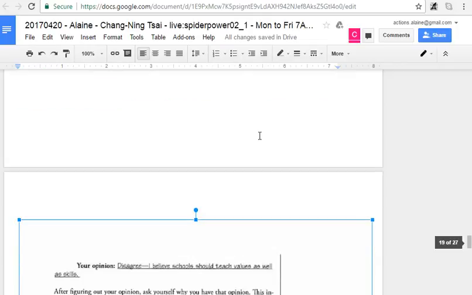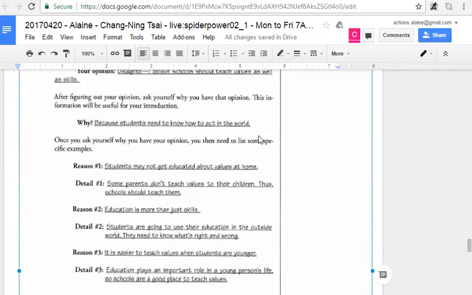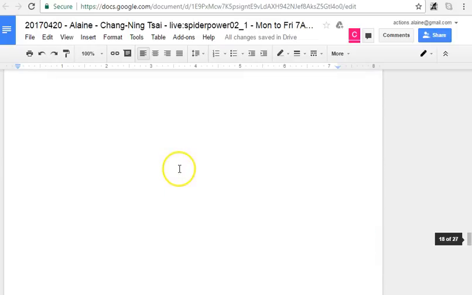One good tip that I provide you is to make sure that reason one is connected to your detail number one. For example, students may not get educated about values at home because some parents don't teach values to their children. Thus, schools should teach them. You get the point? You can use because or for to support your reason as a detail, okay?